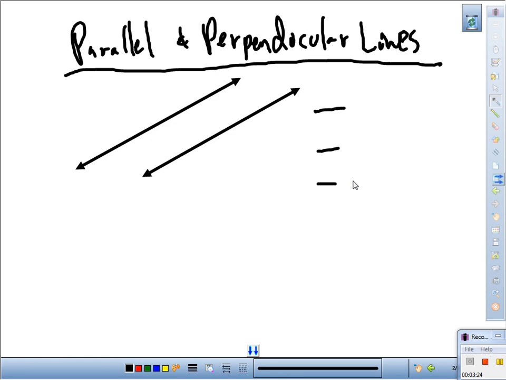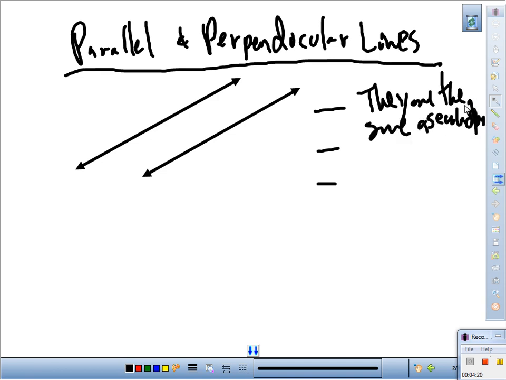All right, let's see. Robert, go. They are the same as each other. All right, I'll take that. Justin, never touch, or in other words, never intersect. Ryan, same slope.